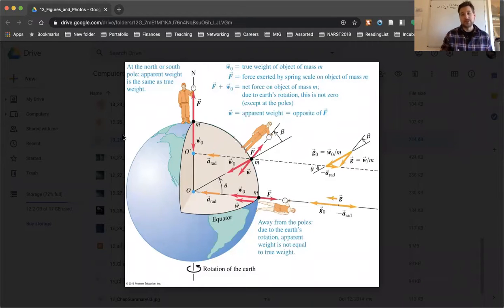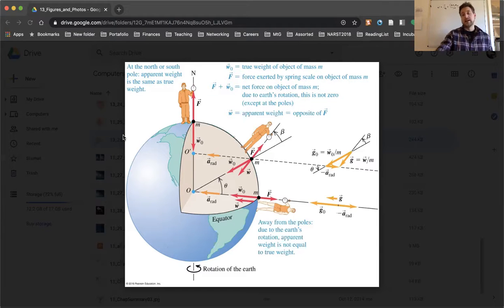At the North or the South Pole, the angular velocity of an object hung from a spring is zero because it's on the axis of rotation. I mean, I guess maybe there's an omega, but there's no v, right? Because v is omega r, and if we're on the axis of rotation, the tangential velocity is zero.